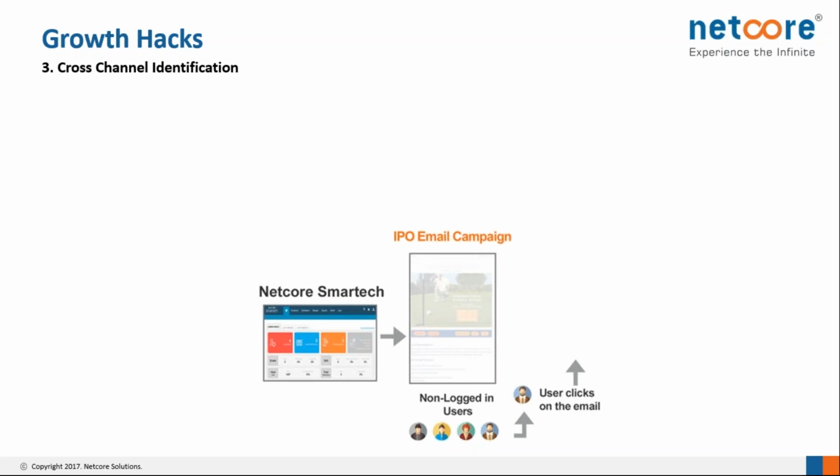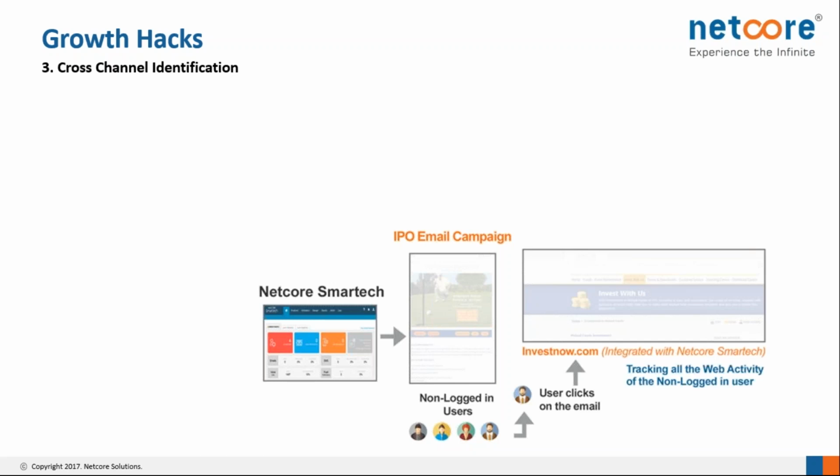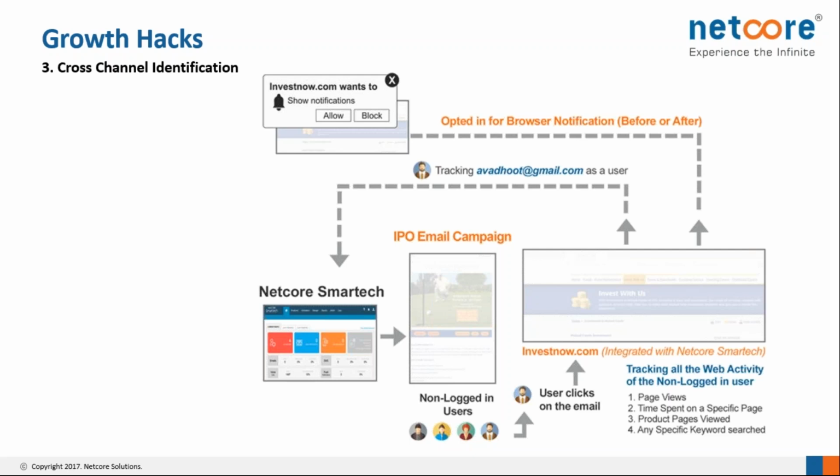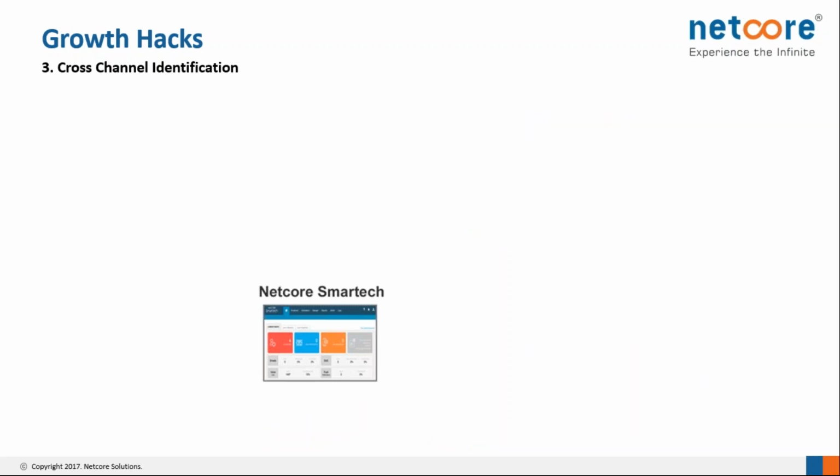The third is a very important one: cross-channel identification. Let's assume InvestNow is a brand from the broking industry and sends an email informing customers about a recent IPO launch in the market. Customers click on the email and come to InvestNow's website.